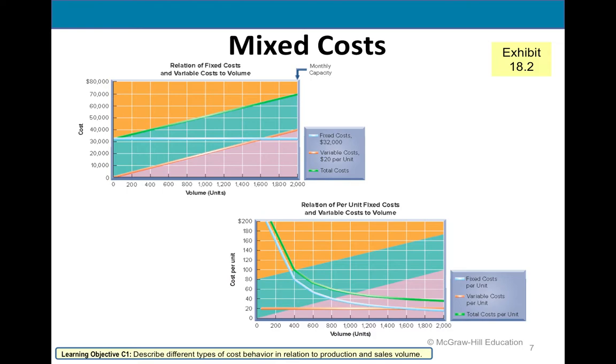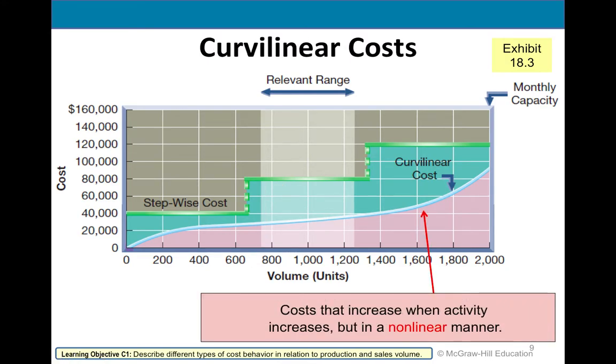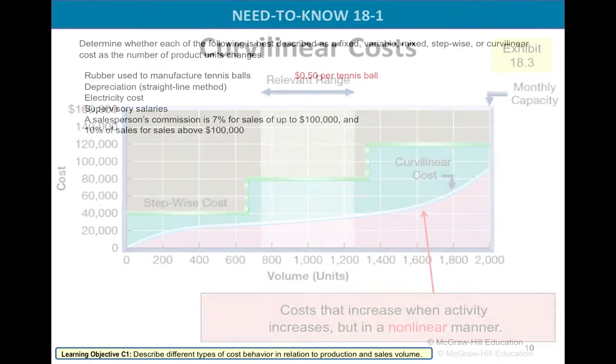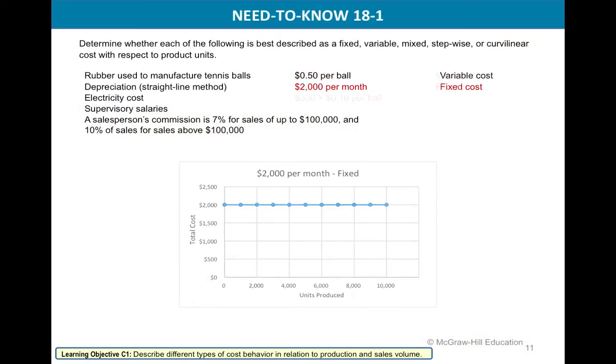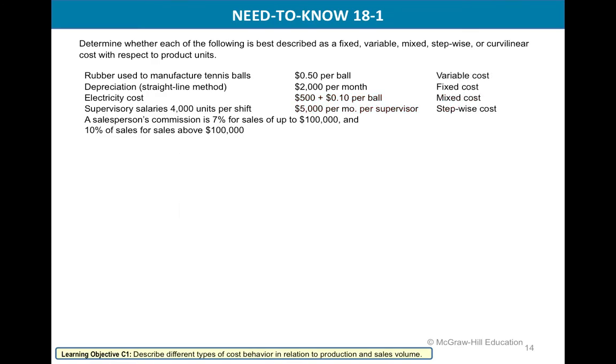A mixed cost is a cost that has fixed and variable elements, such as renting a car. You pay $20 every day for the car, plus each mile you put on is 10 cents. That would be a mixed cost. Stepwise cost, a new higher cost. Again, here the costs are in a certain range: if we're between these ranges, here's what the cost is going to be, and now this range will be another cost. So activity increases, but in a nonlinear manner. Again, here is a different example of a fixed cost, a mixed cost, a variable cost, or a stepwise cost.